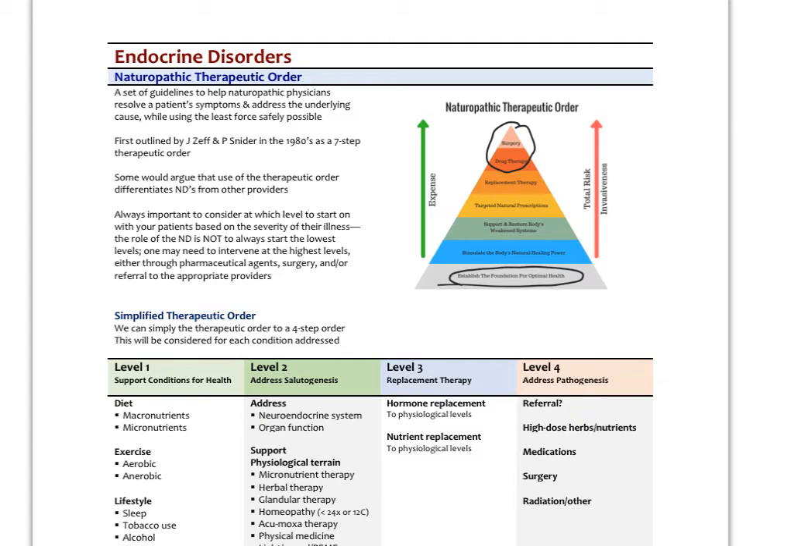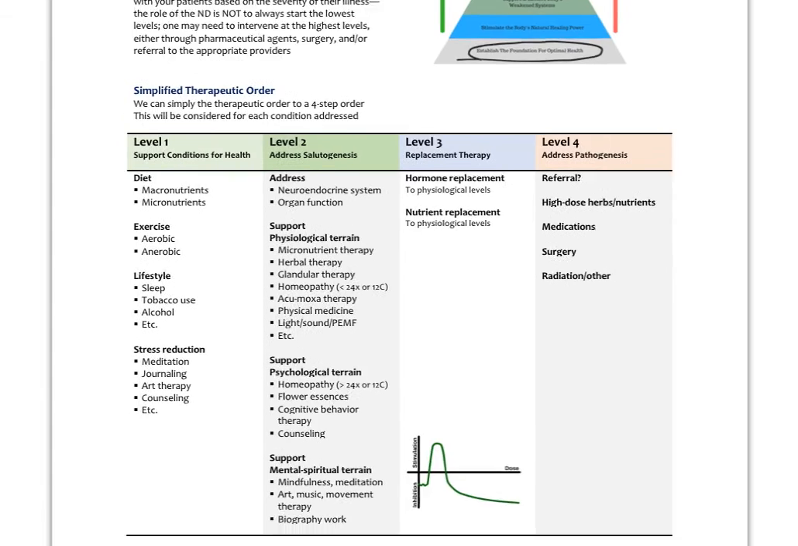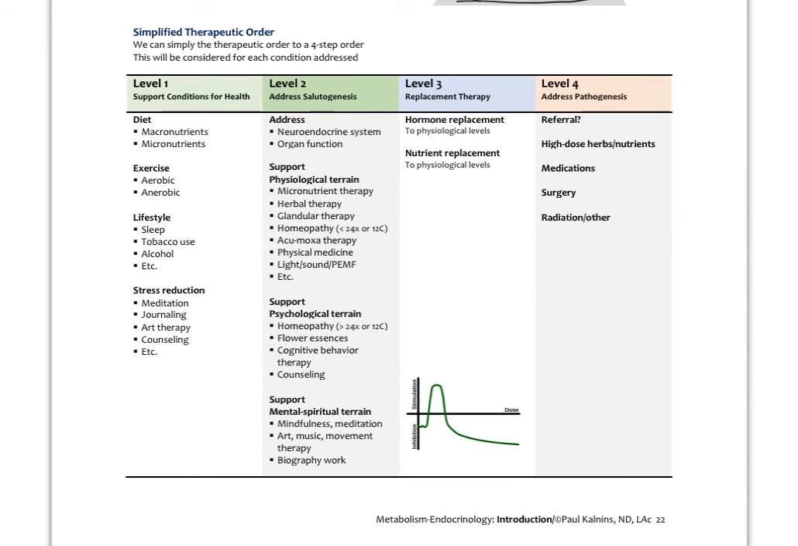So based on this idea, I've kind of simplified it because that's a little complicated with the 7 steps. I've simplified it for this course, and this is what I use clinically, a 4-step therapeutic order. So a lot of discussion about this, and I'm just going to throw it out there as a starting place maybe for further discussion. So let me go through the 4-step therapeutic order.